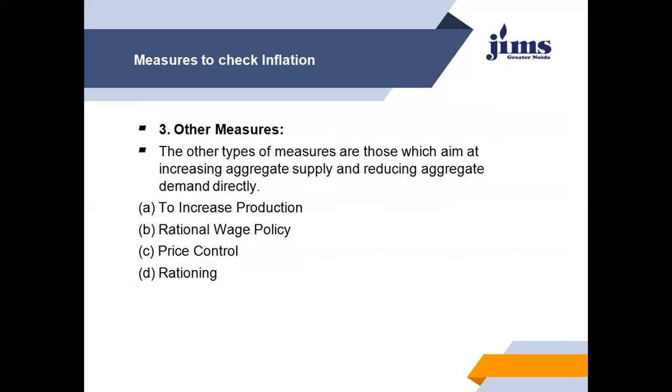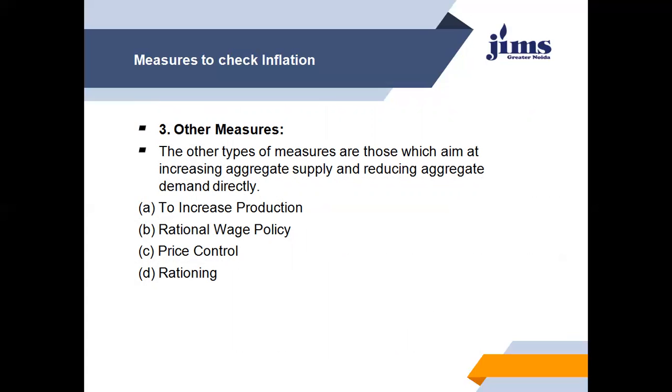Last but not the least, other measures: first is to increase production. Government must emphasize increasing production so that it will have two effects. First of all, more production requires more factors of production. Hence land, labor, capital, entrepreneurship, all the factors of production will get money, so the money flow in the market will improve.